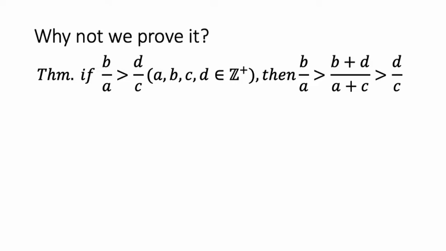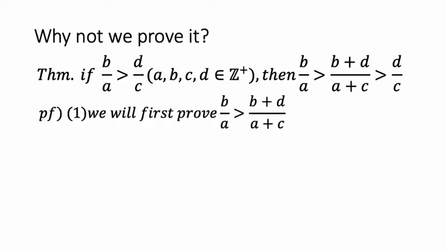So look at our first theorem. If b over a is bigger than d over c, where a, b, c, d are all positive integers, then b over a must be greater than b plus d over a plus c and is greater than d over c. If we want to prove this, we'll first prove the first part, where b over a is bigger than b plus d over a plus c.